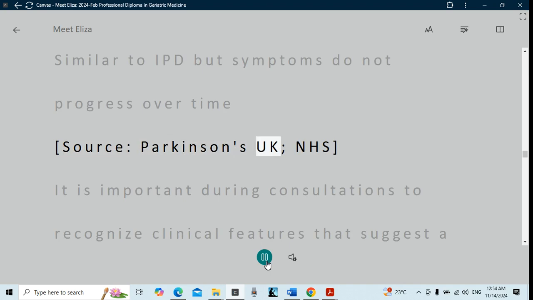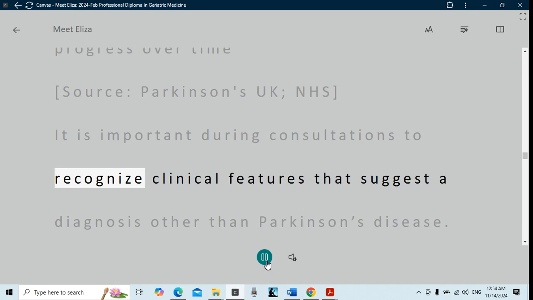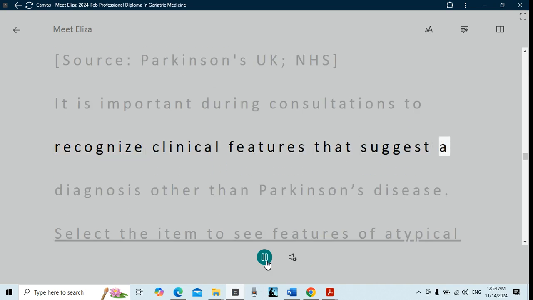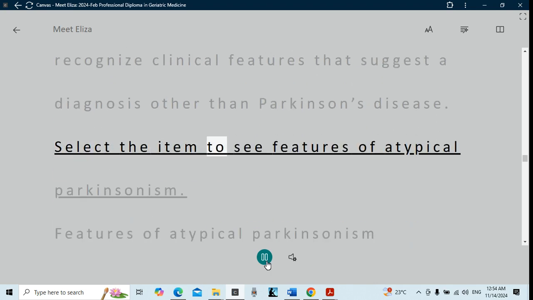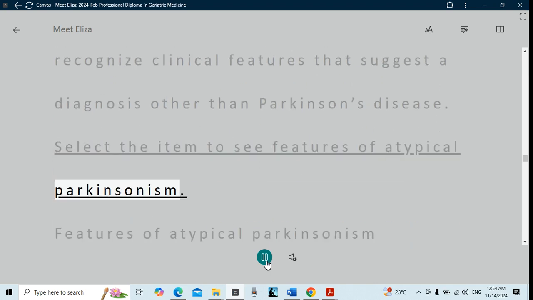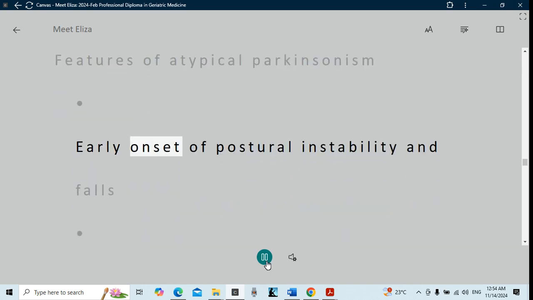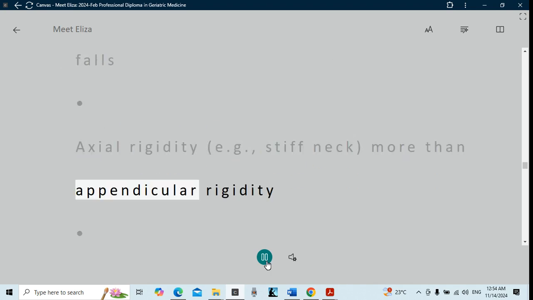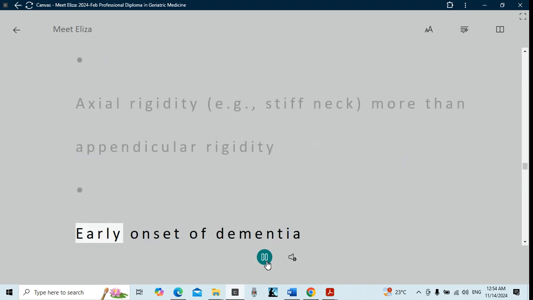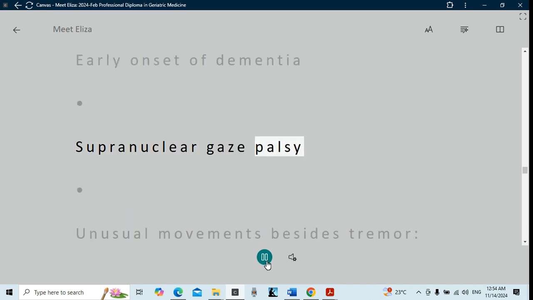Source: Parkinson's UK, NHS. It is important during consultations to recognize clinical features that suggest a diagnosis other than Parkinson's disease. Select the item to see features of atypical Parkinsonism. Features of atypical Parkinsonism: early onset of postural instability and falls; axial rigidity, e.g., stiff neck, more than appendicular rigidity; early onset of dementia; supranuclear gaze palsy.